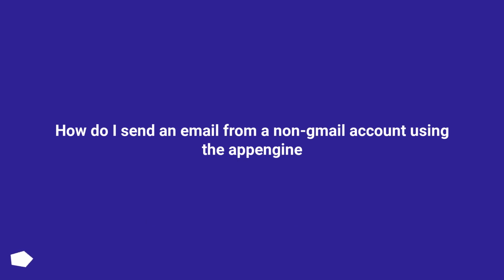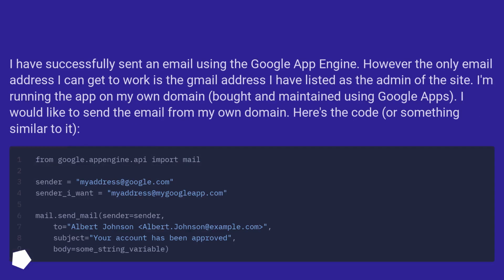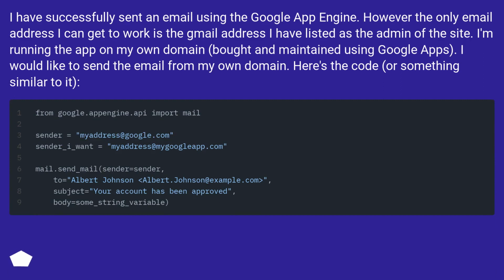How do I send an email from a non-Gmail account using the App Engine? I have successfully sent an email using the Google App Engine. However, the only email address I can get to work is the Gmail address I have listed as the admin of the site. I'm running the app on my own domain, bought and maintained using Google Apps. I would like to send the email from my own domain.